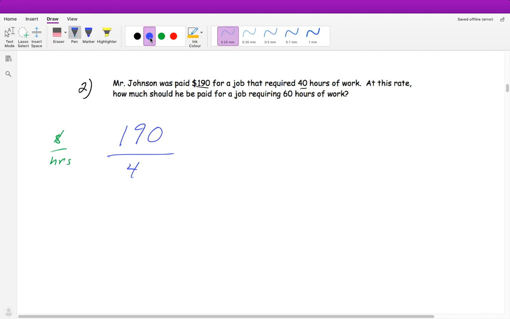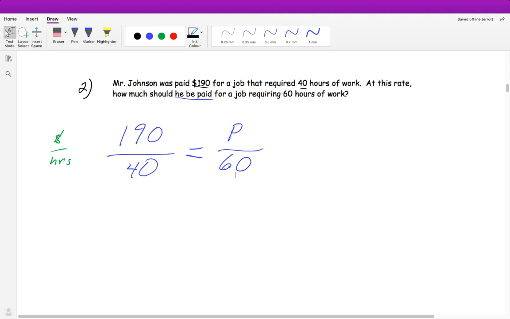So when I go ahead and set up the next one, it says how much should he be paid for a job requiring 60 hours of work? Well, we don't know how much he's getting paid. That's what we're solving for. So I'm just going to go ahead and put P for being paid. And then we know that he is working 60 hours of work. So I'm setting this up, and you see it follows the same exact way as the other one. We have money over hours. So money over hours, right?